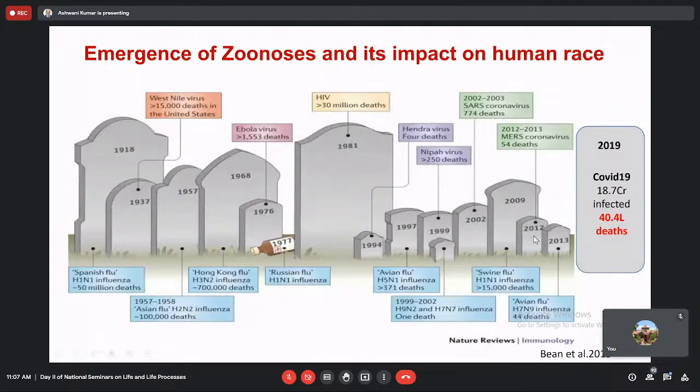And if you see in the current century, there are already 5 pandemics in 20 years, which means their frequency is actually increasing at an alarming pace.